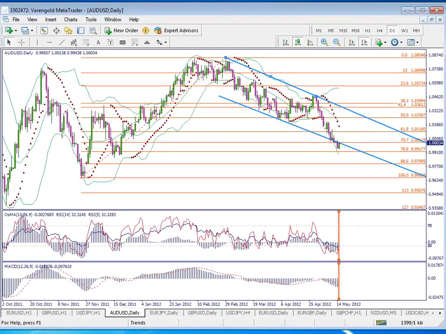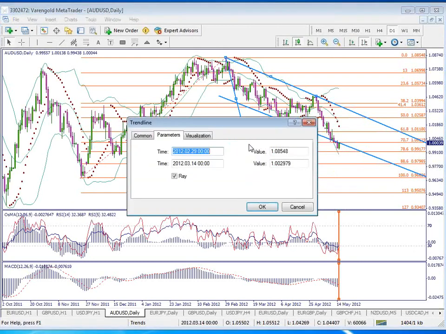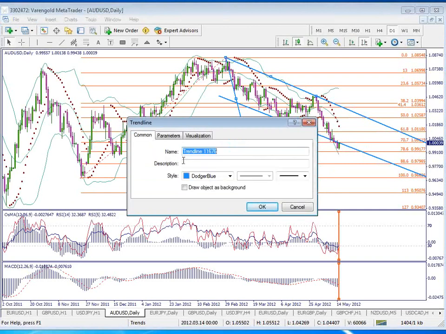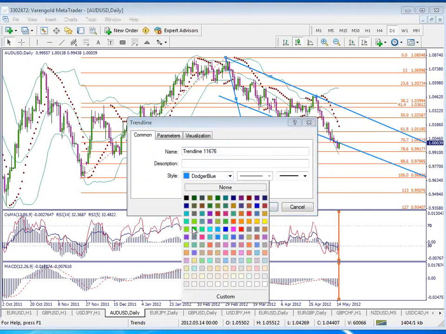Michael is asking me, Christina, can you see the waves on Aussie dollar in the new downtrend? Michael, I can see those two highs. So the lowest point here will be the end of the first wave. So I can consider that this will be the first wave.